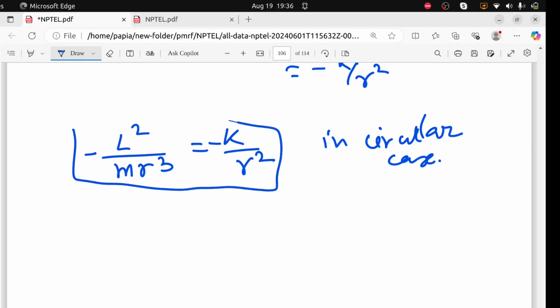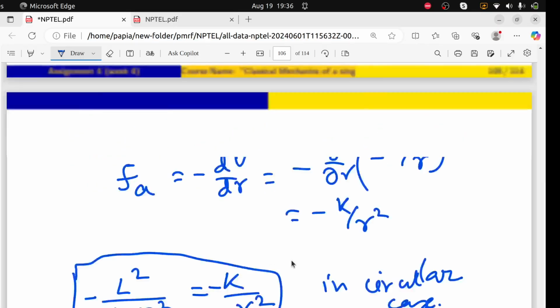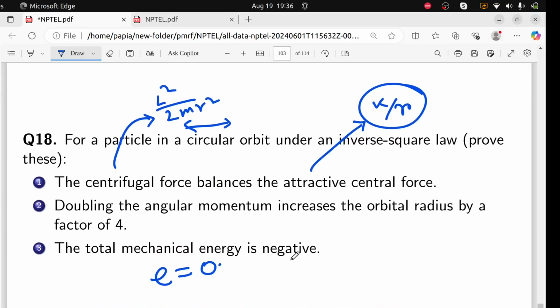So it was exactly the same thing, but the question was a little bit tricky. They were saying that the centrifugal potential we know, so from the potential we will get the centrifugal force, and the attractive central potential we know, from there we will get the attractive central force. So these two are balancing, that's the thing. Obviously it was for the circular orbit and we have to prove that.